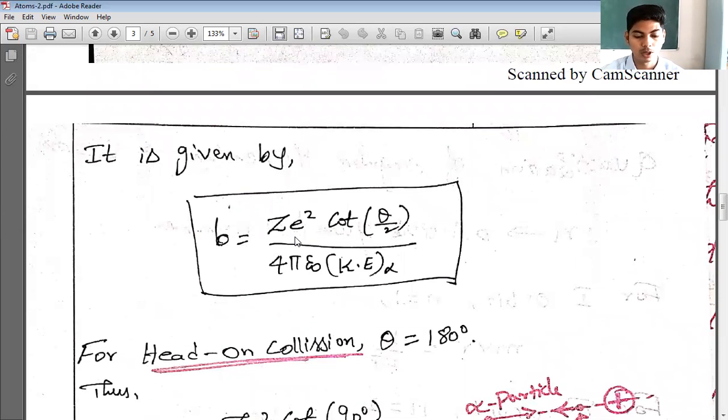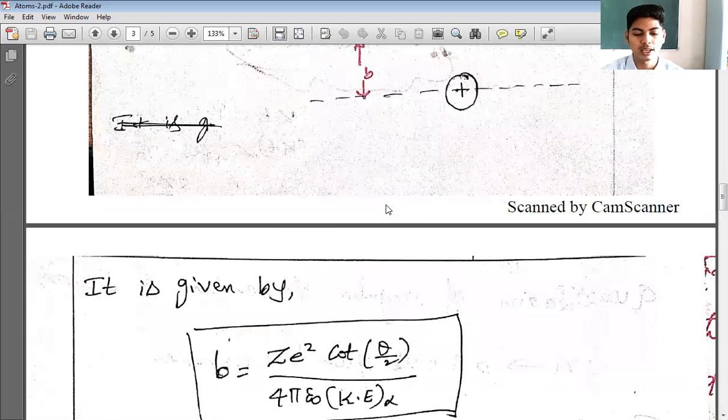Impact parameter is given by z e square cot theta by 2, where theta is the angle of scattering.